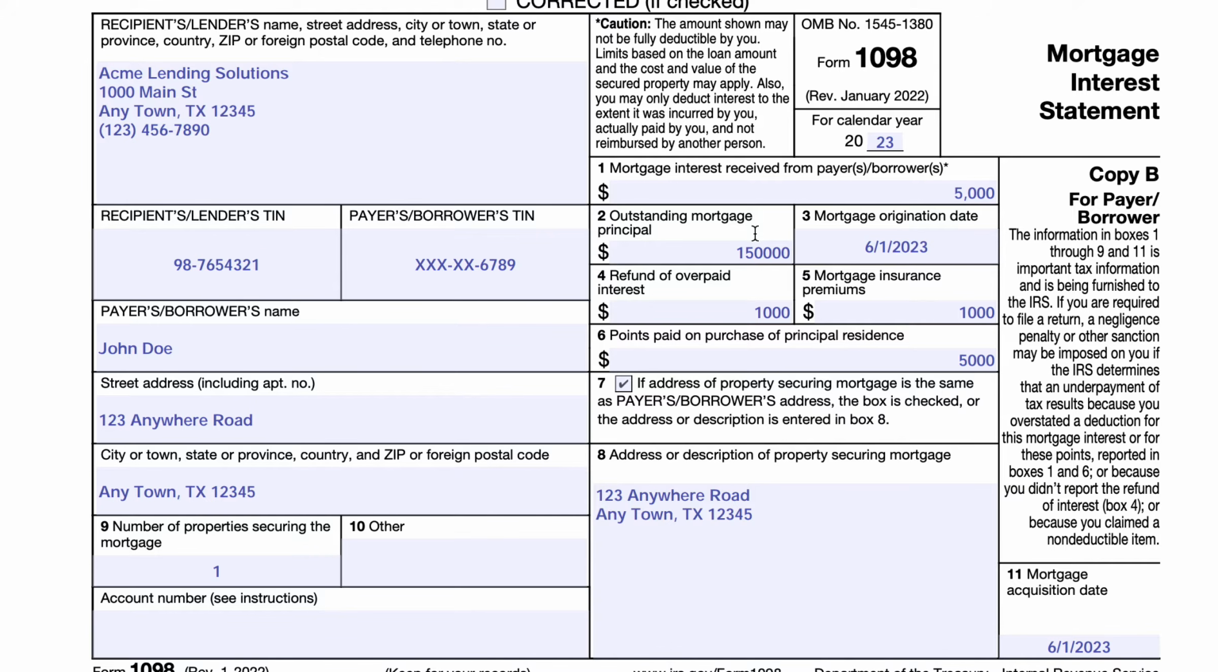You may be able to deduct those, but those circumstances are a little bit more nuanced for this video. So if you prepaid interest in 2023, if you prepaid a little bit of 2024 interest and it was reported on your 2023 Form 1098, that prepaid interest might be included in box 1, but technically by the rules, you're not allowed to claim prepaid interest that was paid in advance.